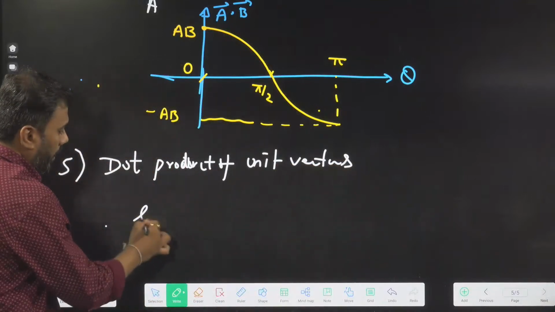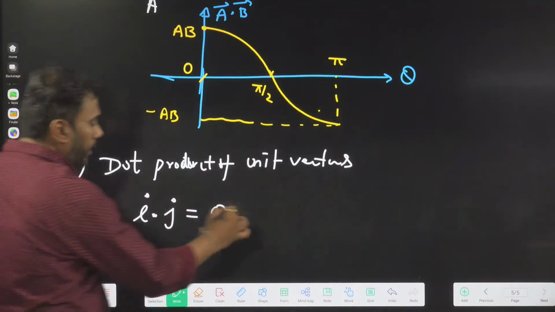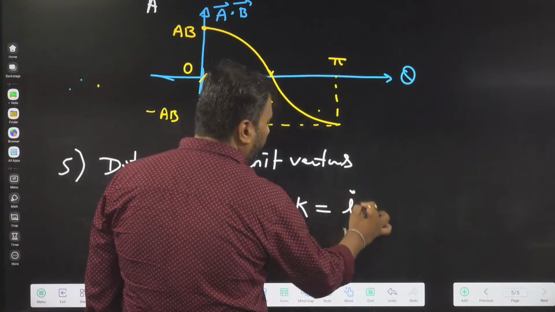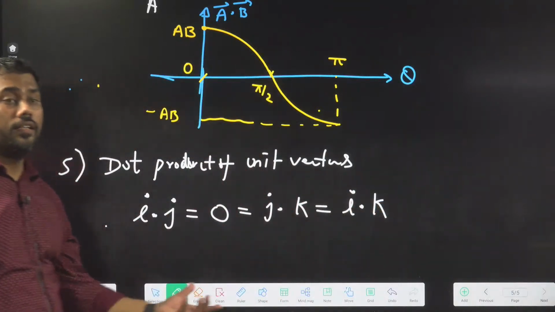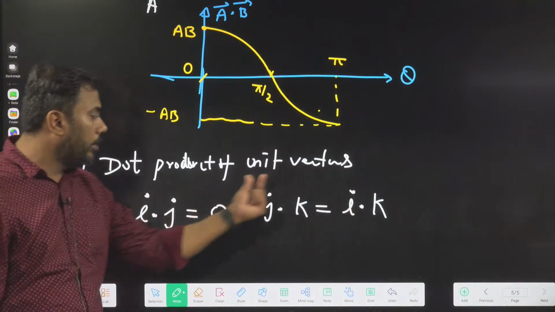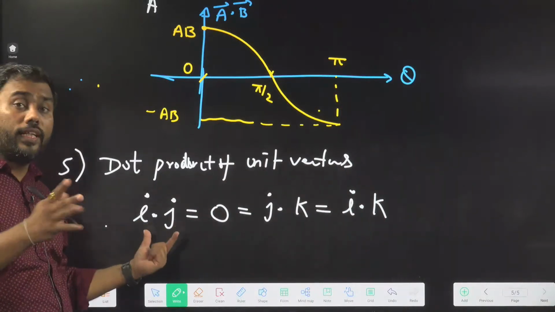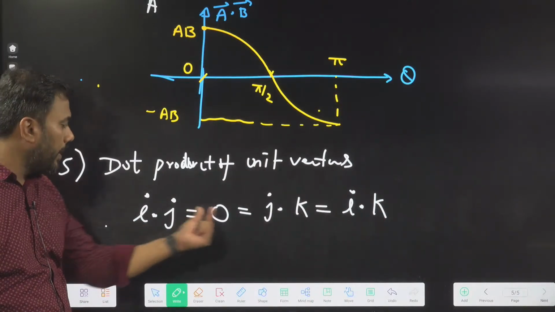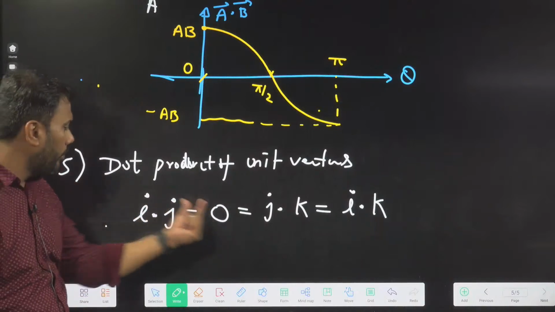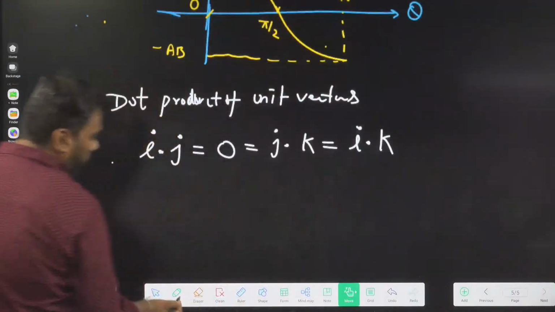If I multiply i vector with j vector, I will get 0. If I multiply j with k, I will get 0. If I multiply i with k, I will get 0. Why? Because these are perpendicular. i dot j, j dot k, i dot k, all these are 0. Whenever two dissimilar unit vectors are multiplied, we get 0. Why? Because they are perpendicular. i, j, k are perpendicular. Dot product of perpendicular vectors is 0.